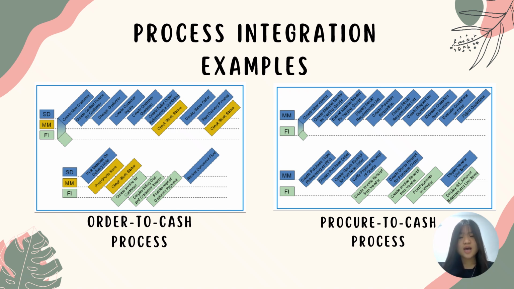This diagram shows how Global Byte integrates business processes. Order to cash involves sales, materials management, and financial accounting. Procure to pay focuses on purchasing and finance. These integrated workflows demonstrate how SAP connects all departments, which is exactly what we experienced when doing our practical exercise.